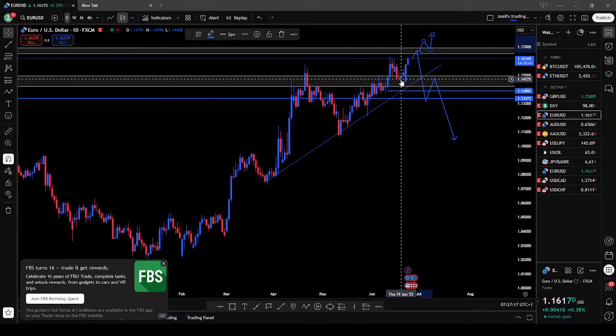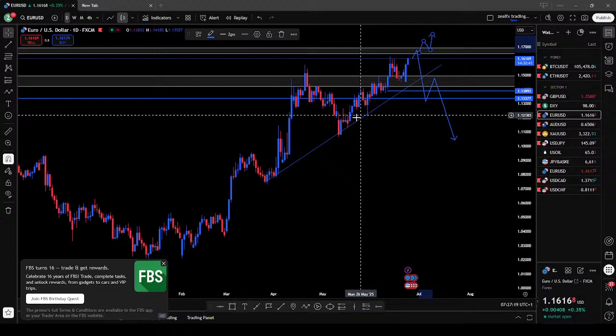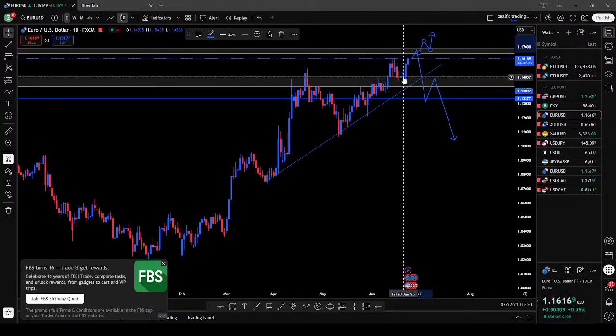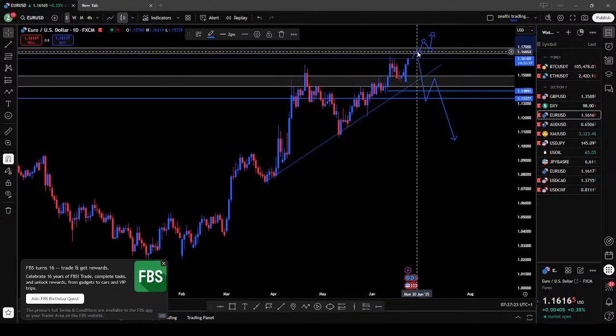And because now we have the uptrend structure on Euro USD, so long as we have the uptrend structure, we are still expecting price to reach this weekly resistance level. So we expect more buy on the Euro USD.